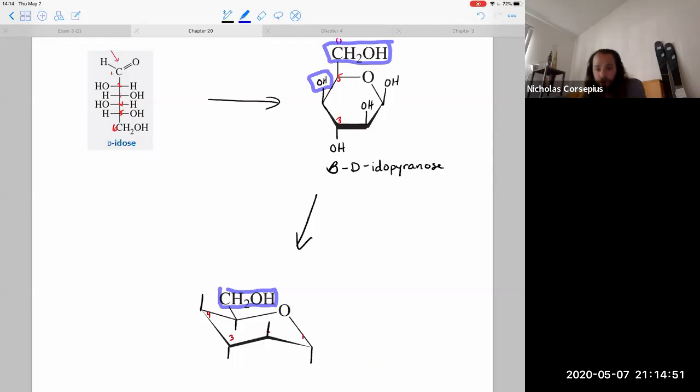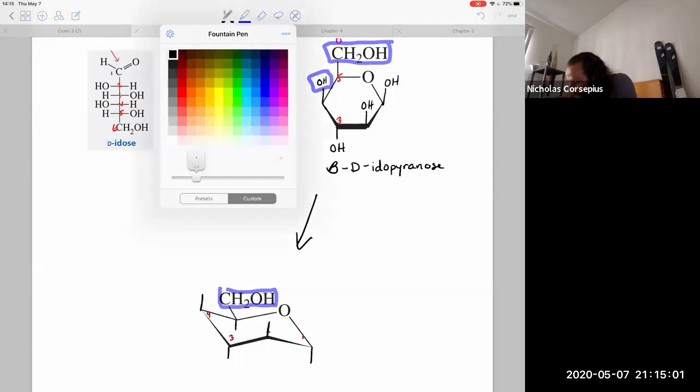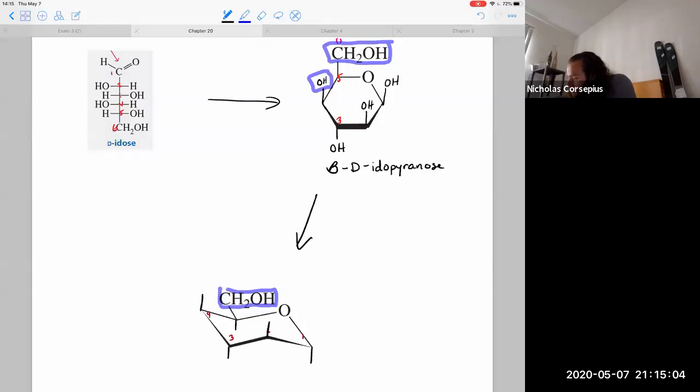Again, in the Haworth projection, it's pretty straightforward. They're both pointing up or they're both pointing down. They're on the same side. If they're switched, then they're trans. The hard part is, where do we put that on our chair, right? So does that mean that our OH group will go in the equatorial or the axial position on carbon 4?